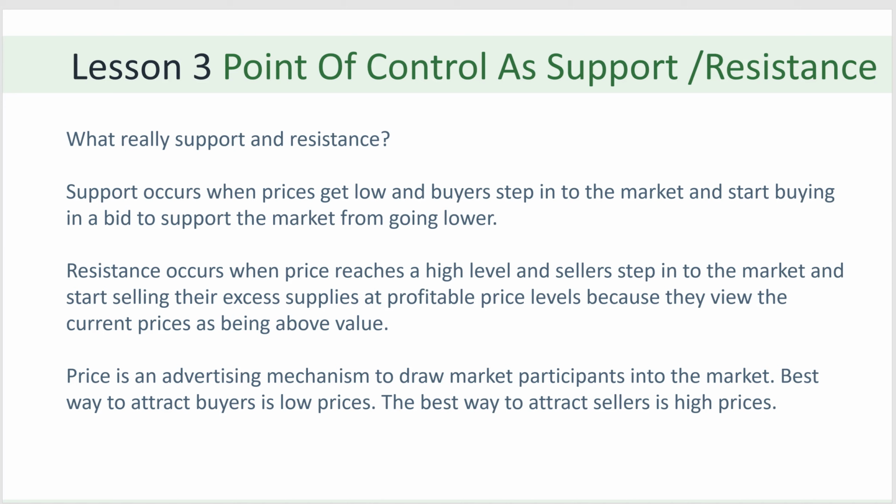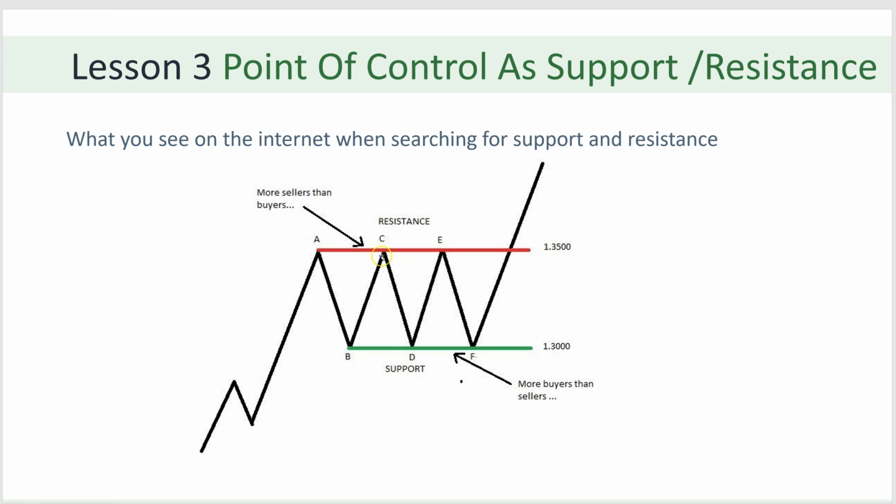Resistance occurs just the same. When prices reach a high level and sellers step into the market and start selling their excess supplies at profitable prices because they view the market at the current prices as being above value. Right here, maybe they got value somewhere in between the red and the green line, somewhere in there. So when price gets up here, that's why they're selling.